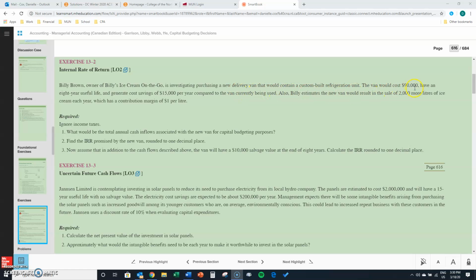So Billy Brown is investigating purchasing a new delivery van. The van would cost $90,000, have an 8-year useful life, and generate cost savings of $15,000 per year compared to the van currently being used. He also estimates the new van would result in the sale of 2,000 more liters of ice cream each year, which has a contribution margin of $1 per liter. So first of all, what would be the total annual cash inflows?